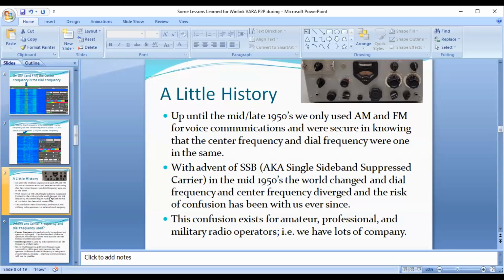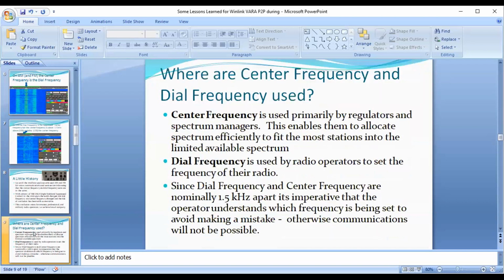So as I just discussed, the dial frequency is different than the center frequency of the signal, as shown in that Kiwi SDR waterfall. And we've been trying to cope with that for years, both hams and military radio operators and professionals. What are you talking about when you're talking about what frequency you're on? You talk about center frequency or dial frequency. So center frequency is used primarily by folks who regulate the spectrum and spectrum managers, the folks who have to allocate spectrum efficiently to fit the most stations into the limited available spectrum.